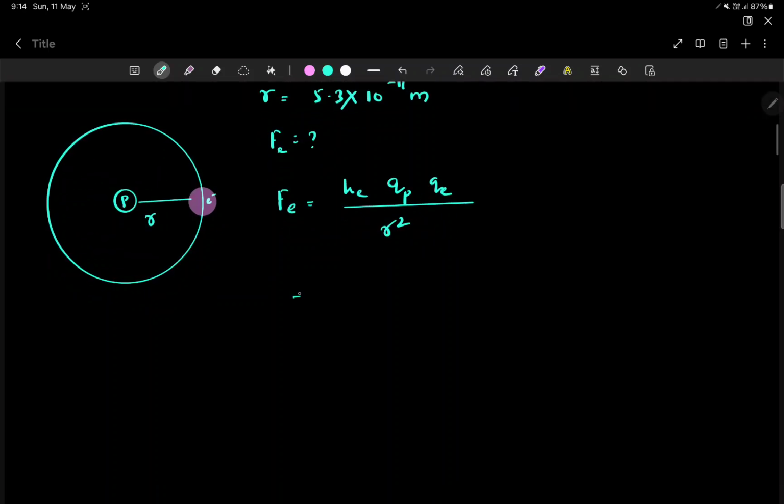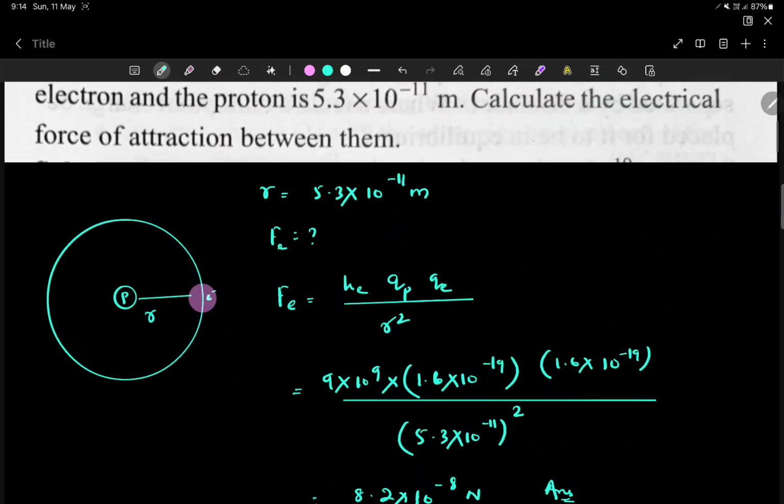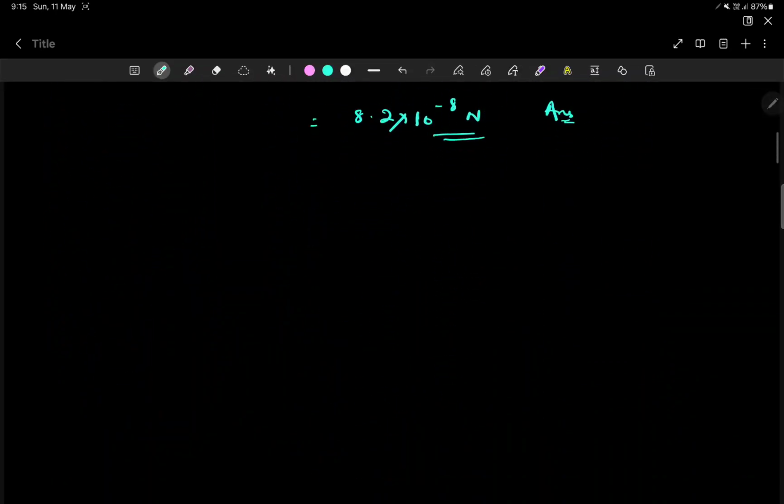by r square. So it will be 9 into 10 to the power 9. It is a very simple question. Charge of proton is 1.6 into 10 to the power minus 19, and this is also 1.6 into 10 to the power minus 19 divided by r square, where r value is 5.3 into 10 to the power minus 11 meter, that is whole square. So after solving the answer will be 8.2 into 10 to the power minus 8 Newton. This is the answer. Okay, so this is about your question number 2. It's a very short question actually. Next, come to our question number 3.